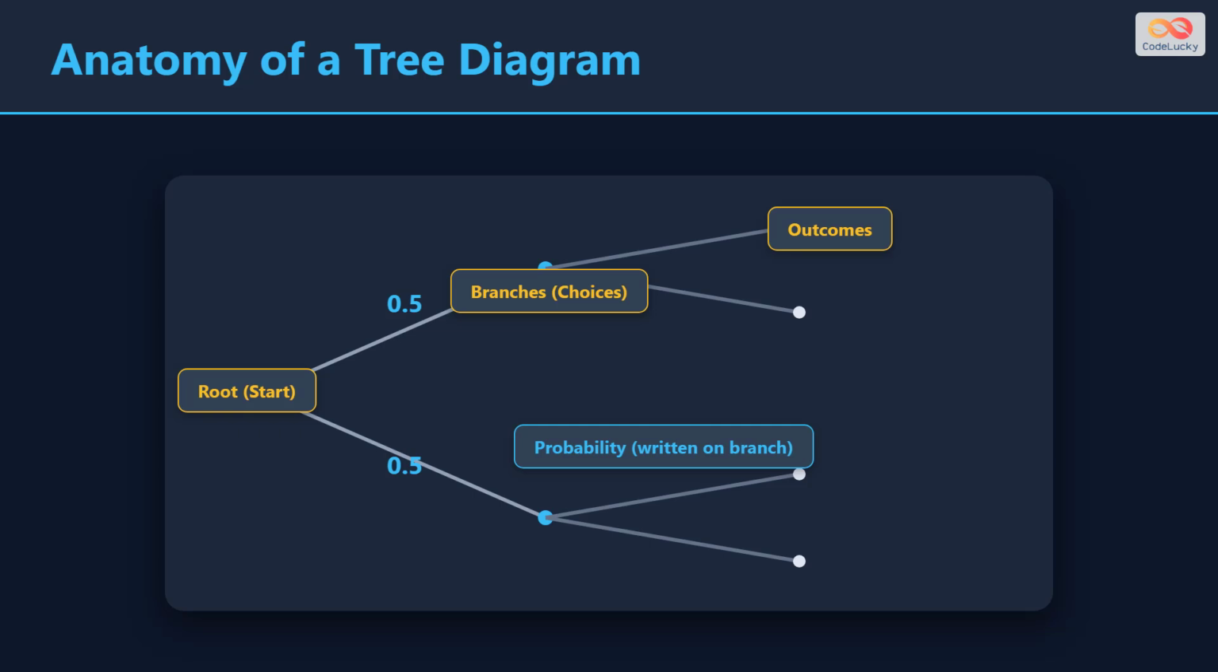Let's break down the structure. Every tree diagram starts with a root or a starting point on the left. From there, lines called branches extend out. Each branch represents a possible choice or result. At the end of the branches, we have nodes representing the outcomes. Crucially, we write the probability of each specific choice directly onto its branch. This setup organizes all the data we need in one place.